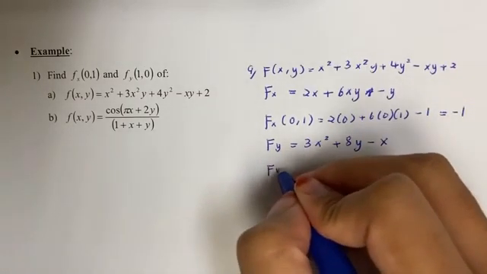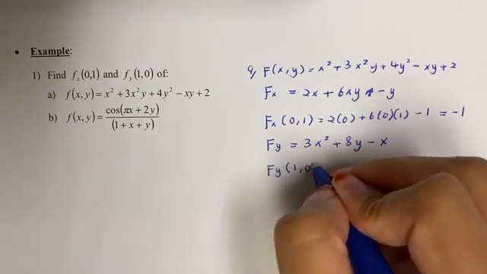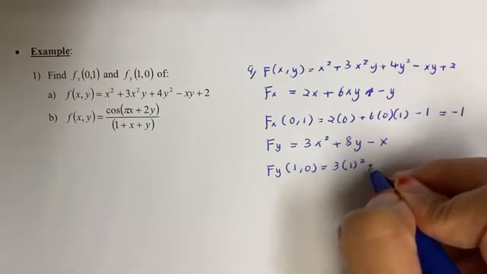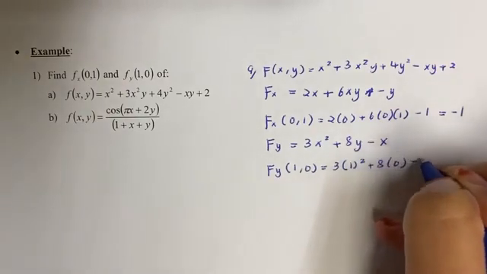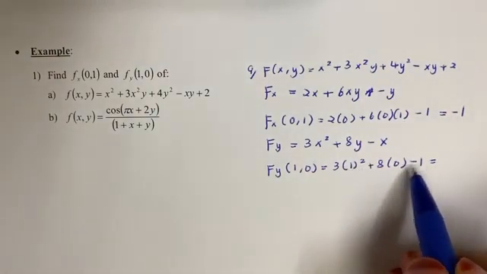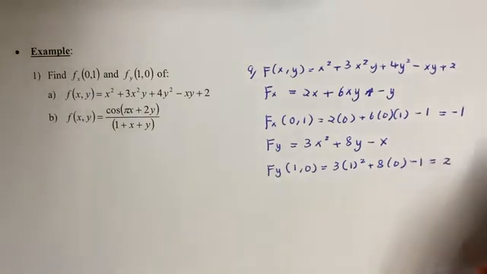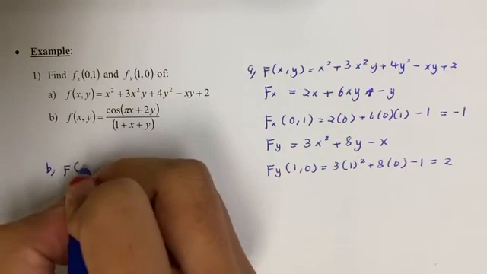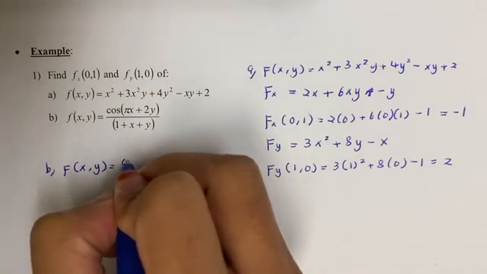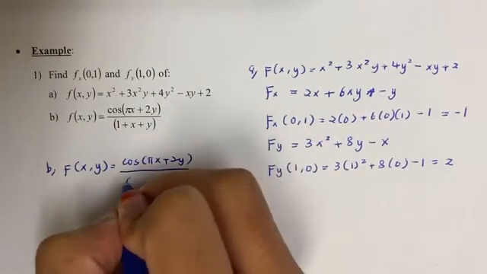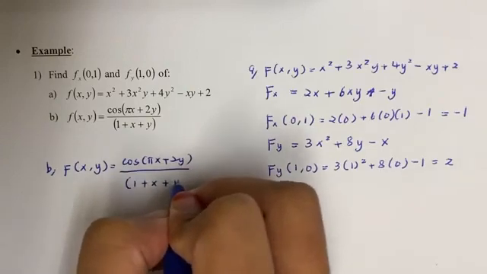And then find what is fy(1,0). For this one, you have 3 multiplied by 1 squared plus 8 multiplied by 0 minus 1. So 3 multiplied by 1 squared is 3, this is 0, minus 1, you have 2. Okay, so this is for A. Move to B. For B, you have f(x,y) equal to cos(pi x plus 2y) over 1 plus x plus y.